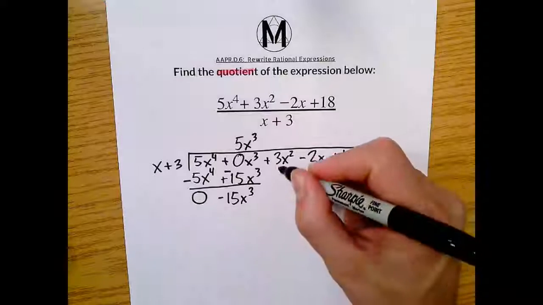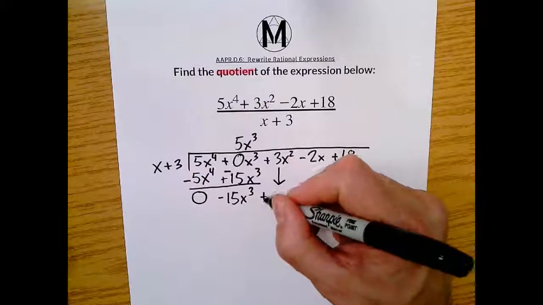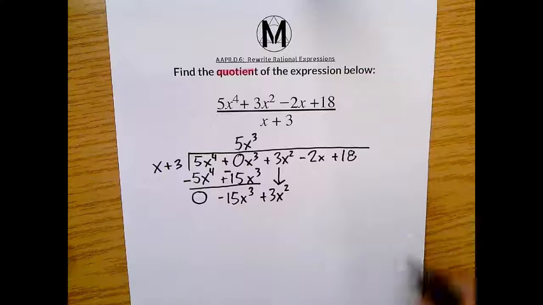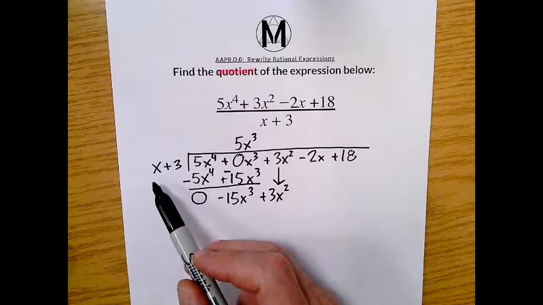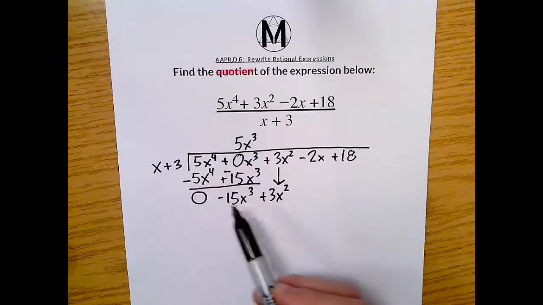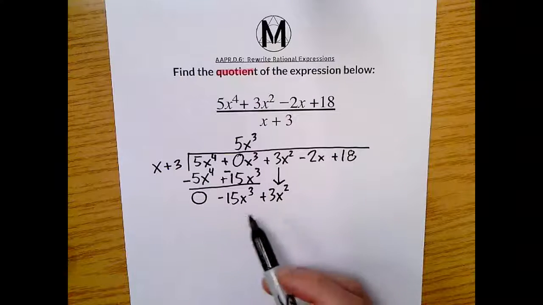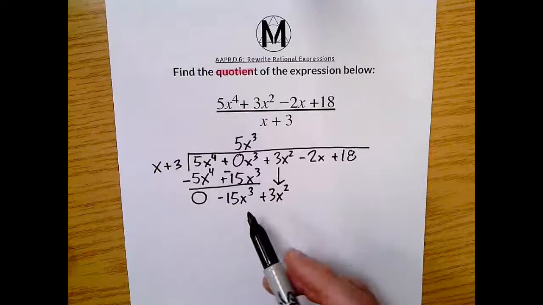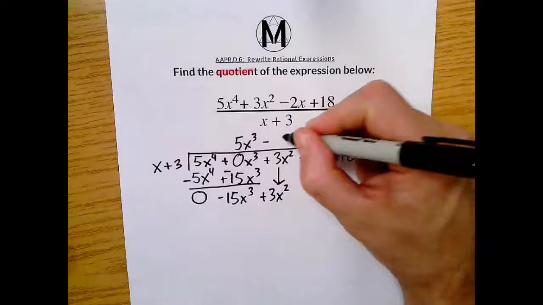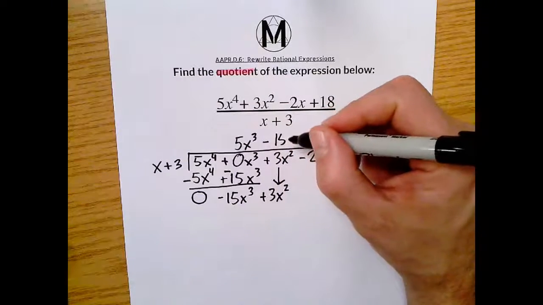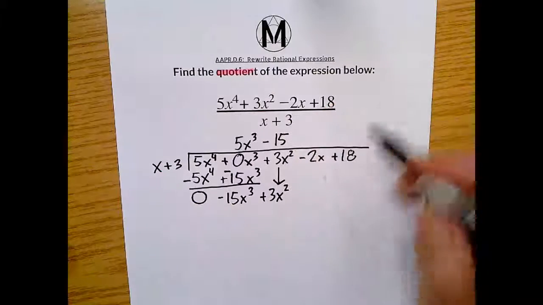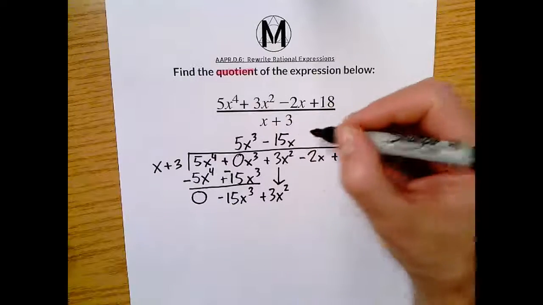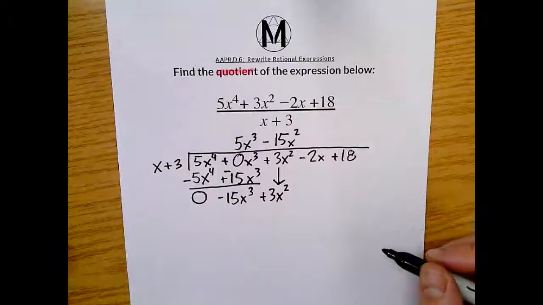Okay, step 4, we bring down. So I bring down plus 3x squared. And that is the pattern. Those are the 4 steps. So now we go right back to step 1. And the question we ask at step 1 again is, what does this x have to be multiplied by to become negative 15x to the third? So we multiply that by a negative 15x to the second. There we go. And then that's the step.